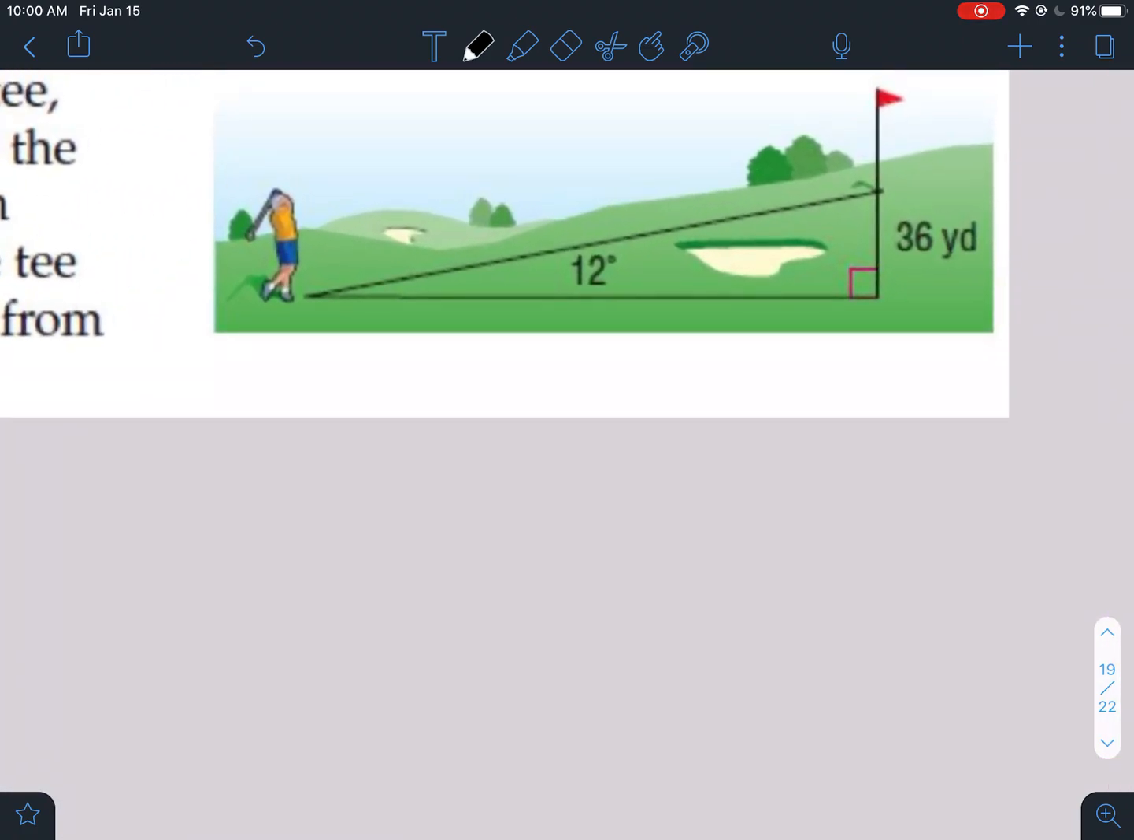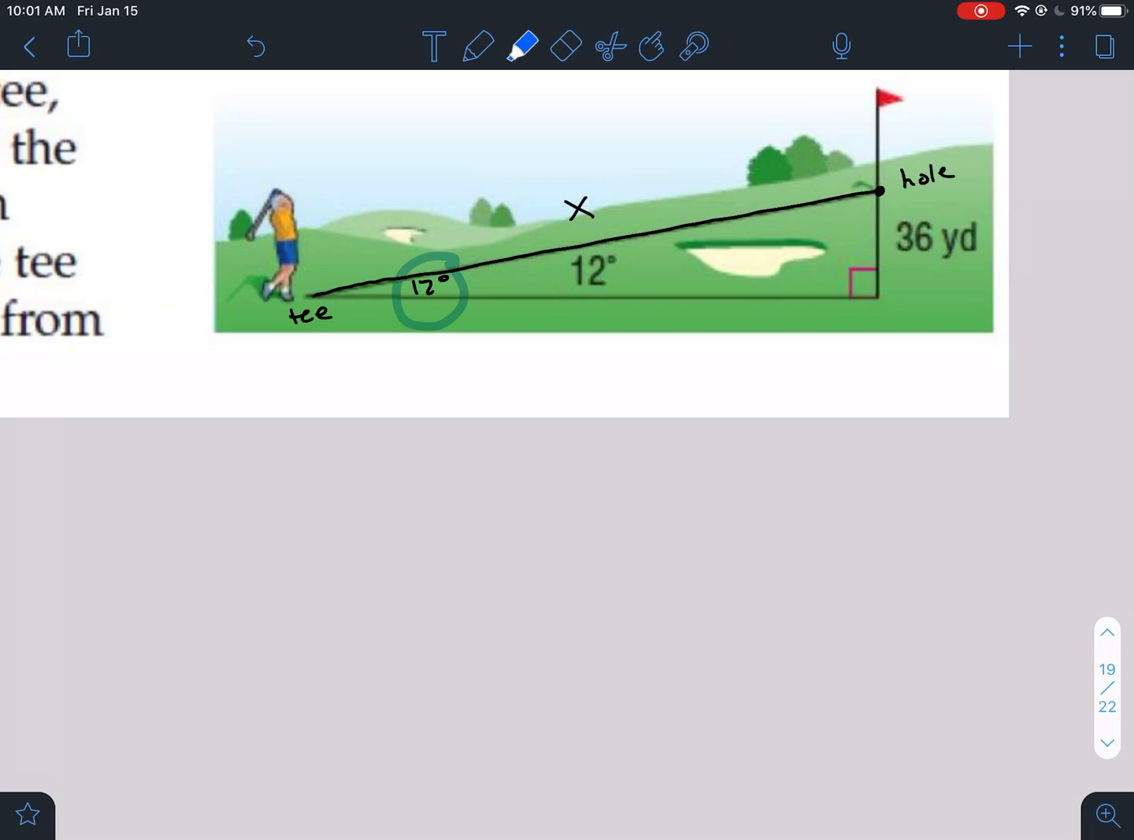So what are we trying to find? We're trying to find this distance right here, so from the tee to the hole. So there's the hole, and here's the tee. We want to find that distance, so we'll call that X. So we're trying to find X. So again, this angle down here is 12. They put it pretty far up.